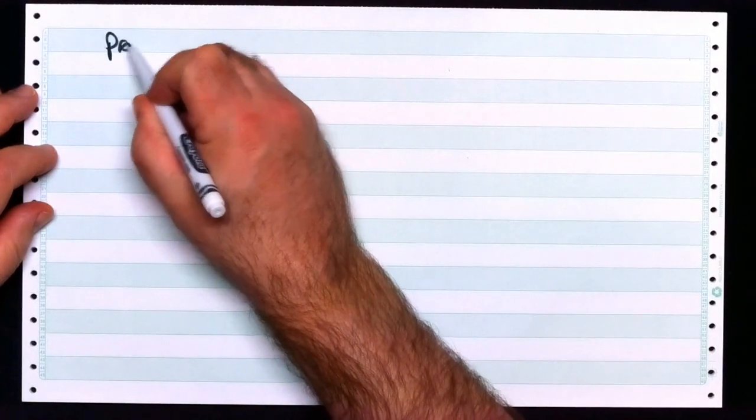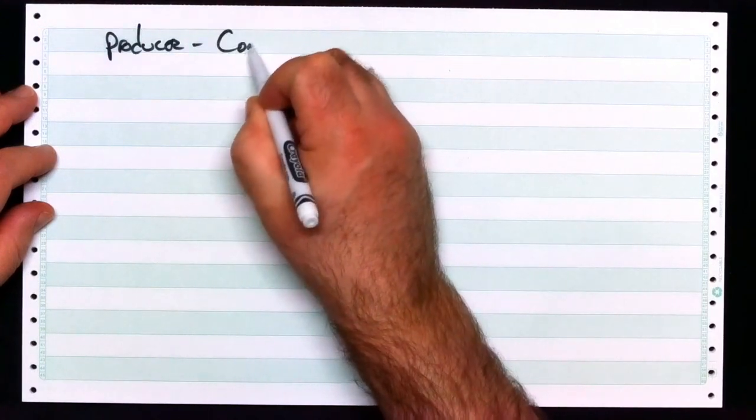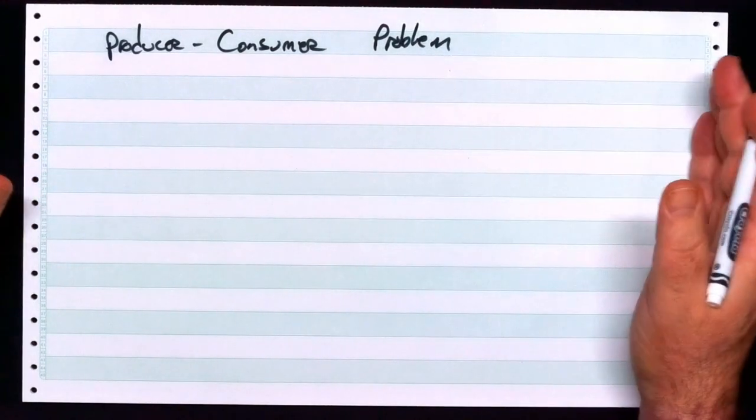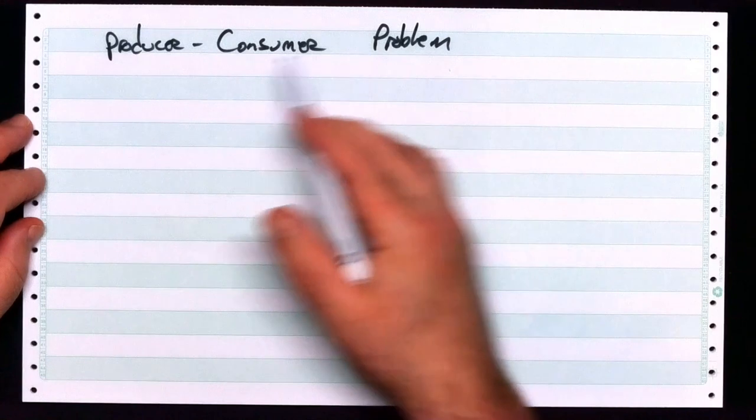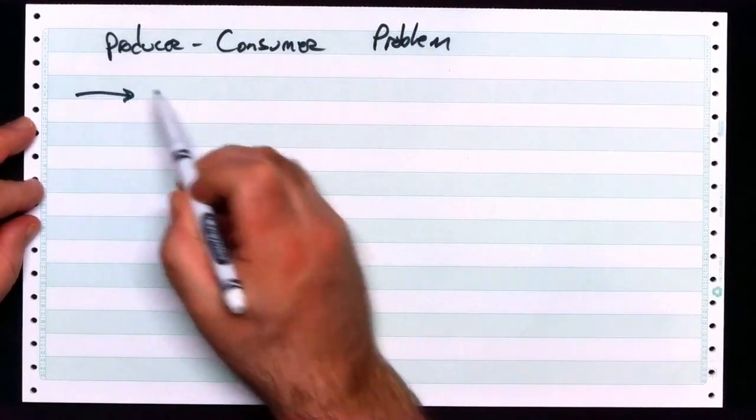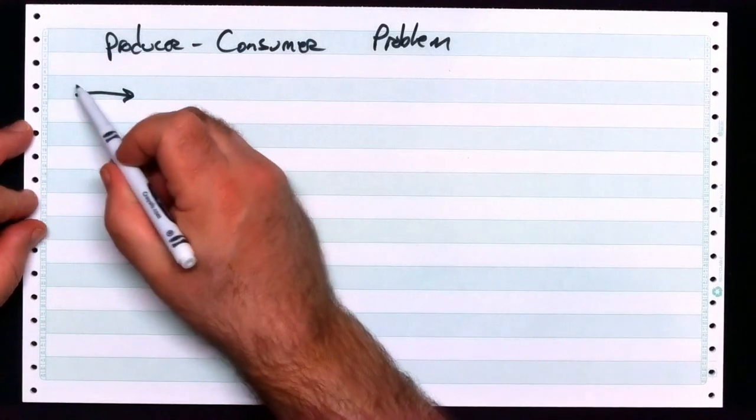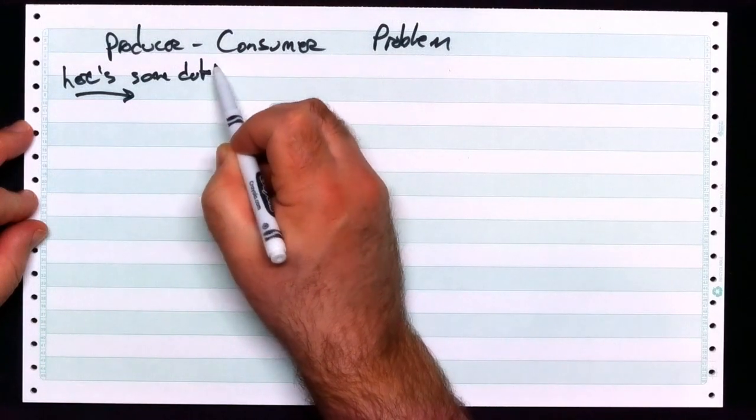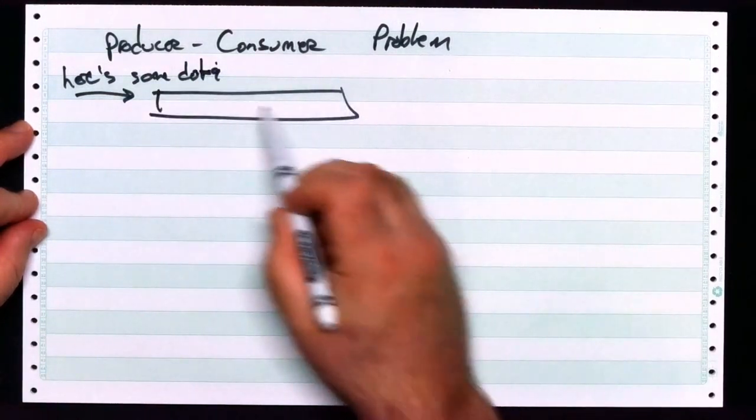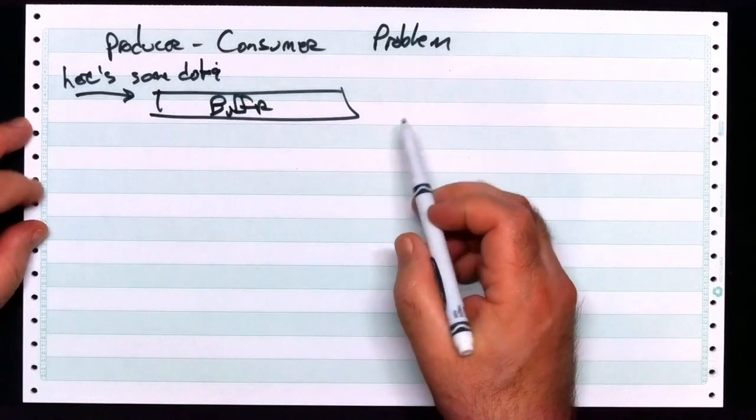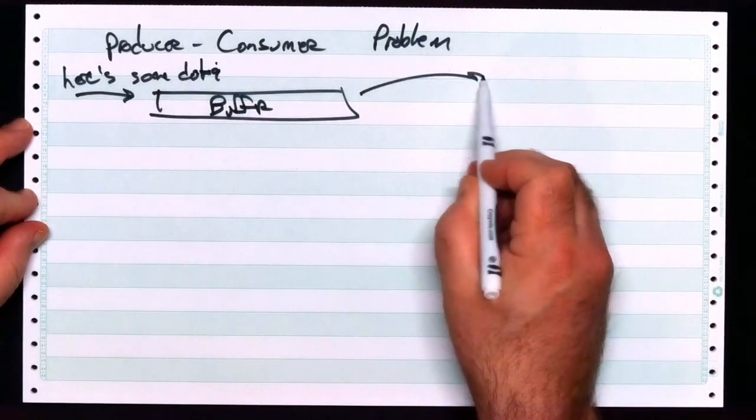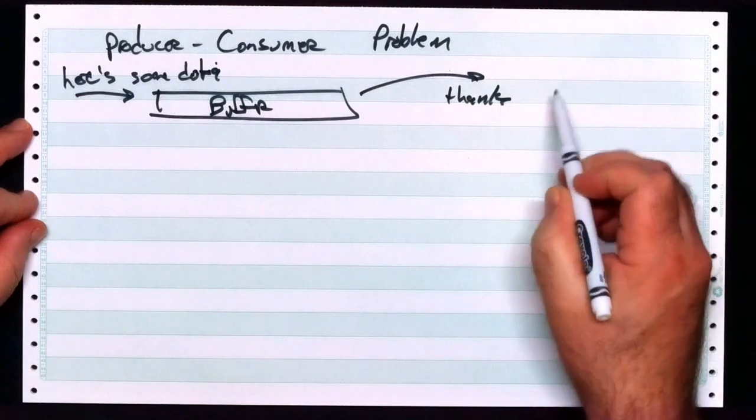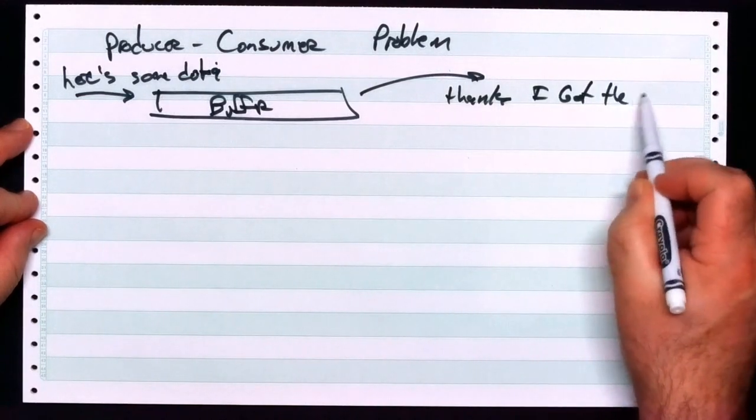So what we've got here is called a producer-consumer problem. Now what the heck does that mean? Well, we've got a piece of code that's producing something. It's going to say, here's some data, and it's going to go into a buffer. And then you've got this consumer over here that wants to read stuff out of this buffer, and it's going to say, thanks, I got the data.